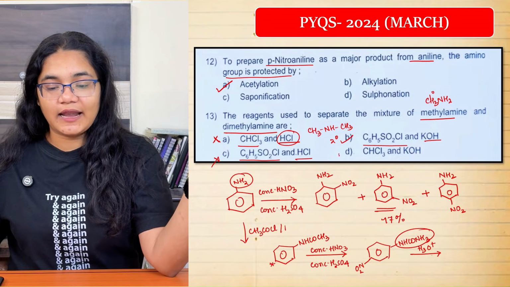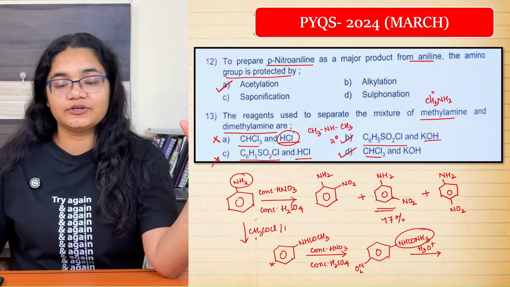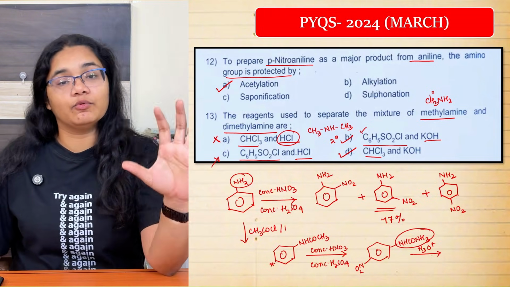So now B and D both can be the answer here, because this one will give you the carbylamine reaction and this one can be found out by Hinsberg reagent. So the answer here will be both B and D.